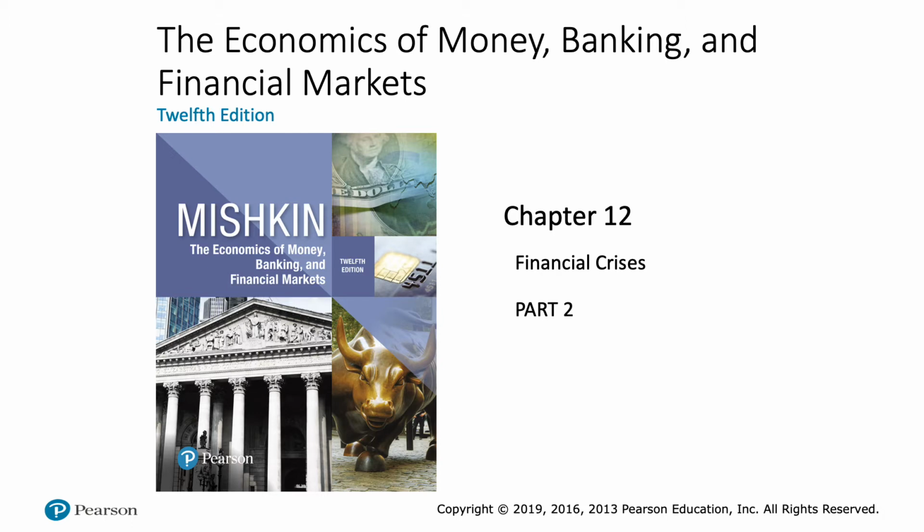Today, we're moving into Chapter 12, which is really kind of a theoretical overview of financial crises. We'll take a specific kind of model of the development of financial crises, and we will apply it to at least two cases in the domestic sphere: the Great Depression and the financial crisis of 2007, 2008.